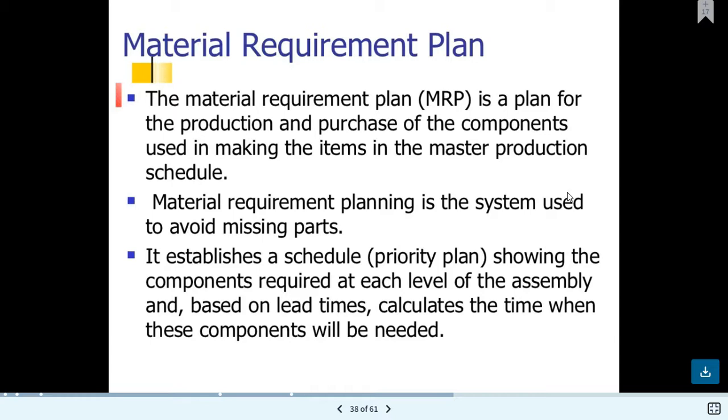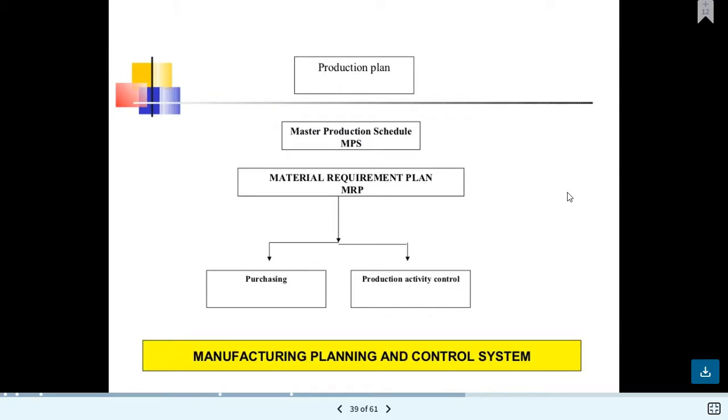MRP is planned production and purchasing of the components used to make the items in the master production schedule. Material requirements planning is the system used to avoid missing parts. It establishes the schedule showing the components required at each level of the assembly and, based on lead time, calculates when these components will be needed. Okay, production plan, as you can see, master production schedule, MPS, material requirements plan, MRP, goes to two parts: purchasing and production activity control as well.